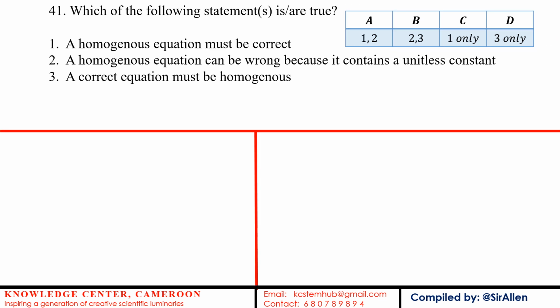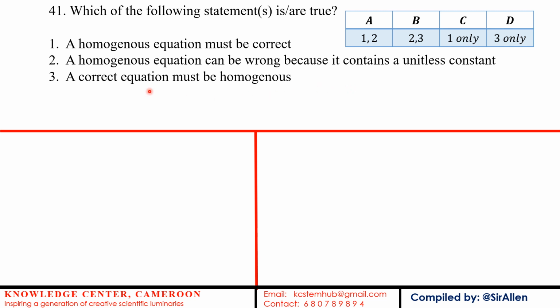Which of the following statements is or are true? A homogeneous equation must be correct. Of course not. So 1 is wrong, right? Homogeneity is a necessary condition for correctness and not a sufficient condition. So whenever an equation is homogeneous, it does not mean that it's correct. Statement 2 says a homogeneous equation can be wrong because it contains a unitless constant. Correct. One of the reasons why a homogeneous equation is not always correct is because the equation might contain a unitless constant, and homogeneity does not test for the presence of a unitless constant. So yes, it can be homogeneous but wrong because of that.